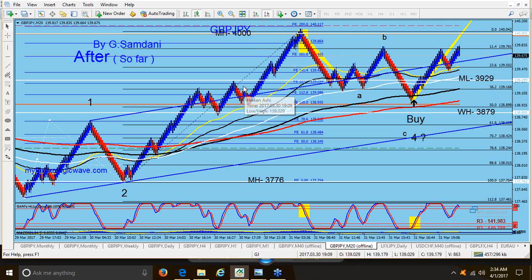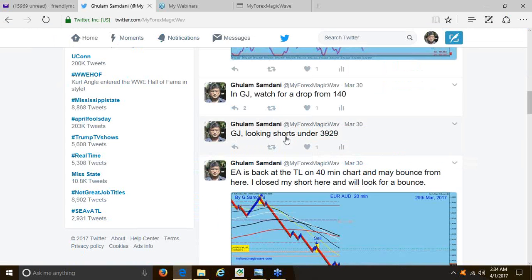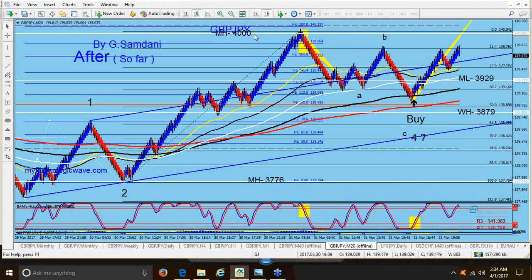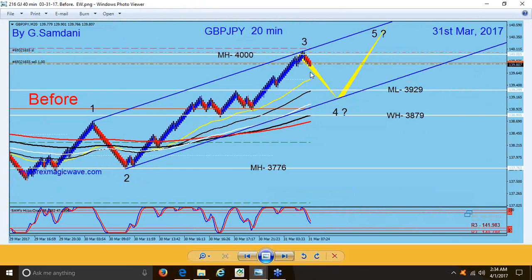Okay. Now, did I notify everyone? Yes. How? Here. You see that these are my tweets. GJ looking for shorts under 39.29. Right. That never happened. Then later on in GJ, watch for a drop from 140. 140 means right here. It went up and I made the short, right? So that was the short you can see here.